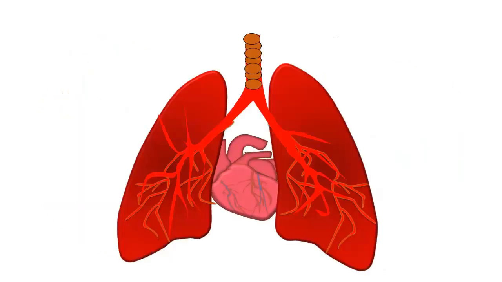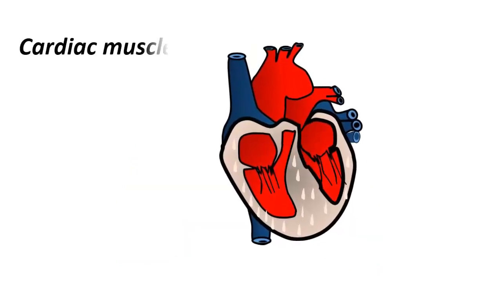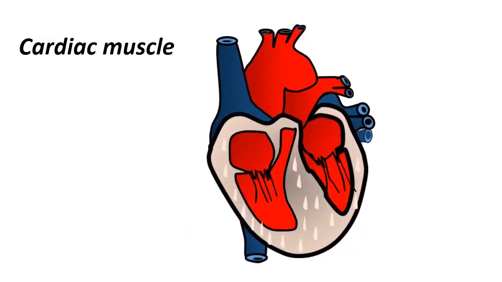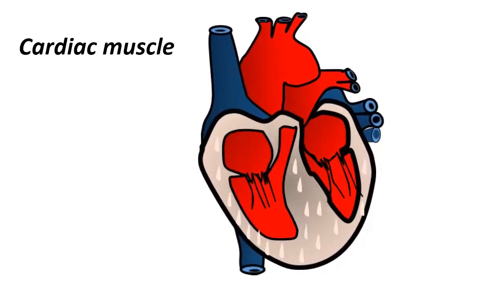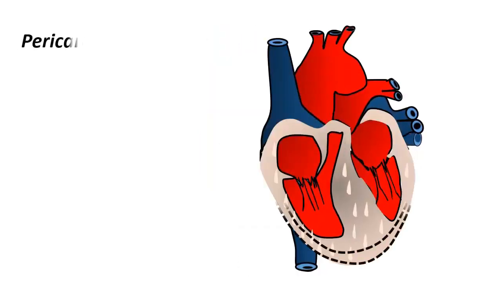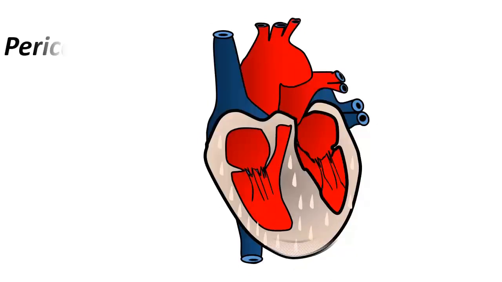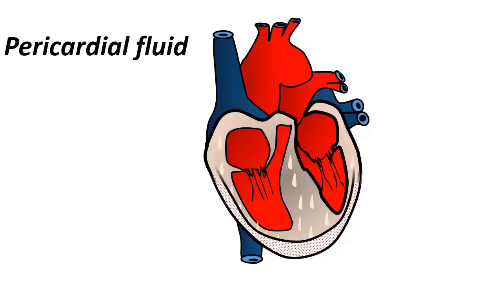The human heart is situated between the lungs. The heart is made up of a specialized type of muscle called cardiac muscle. It is enclosed in a double-walled sac called the pericardium, which is filled with a fluid called pericardial fluid that helps to protect the heart.